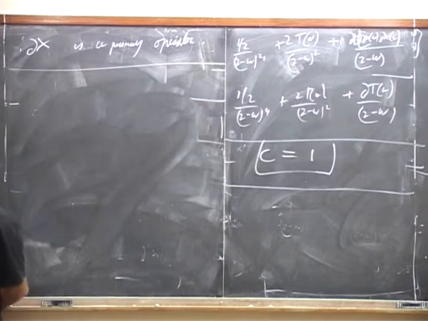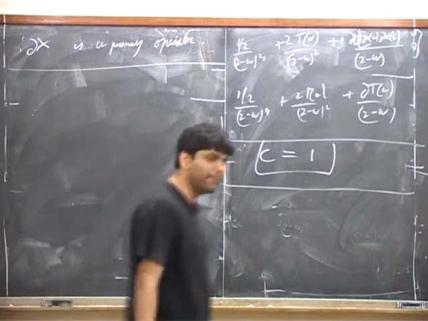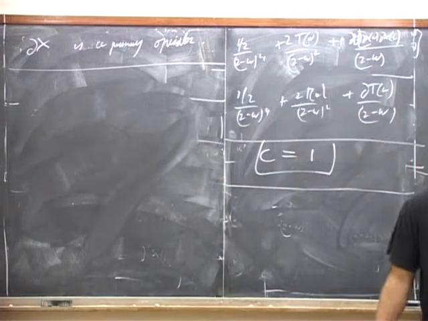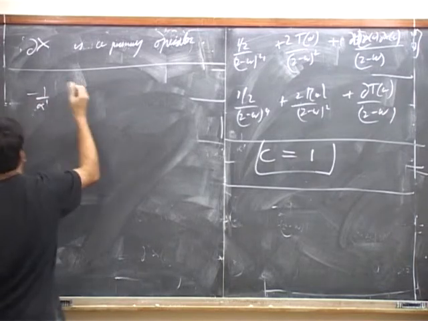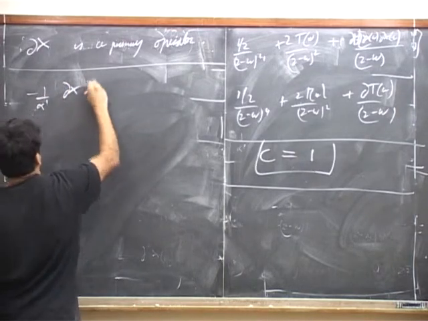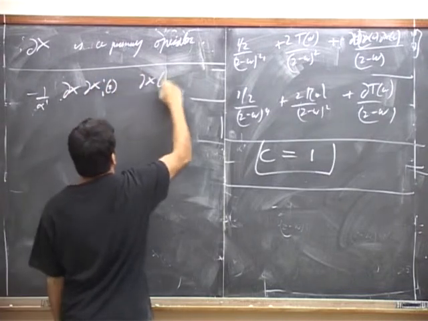Okay, so I claim that del X is a primary operator. Why is that? In order to check that an operator is primary, all we need to do is compute the operator product expansion of the stress tensor with the operator. Let's do that. We have minus 1 by alpha prime del X times del X, let's say at z, times del X at w.